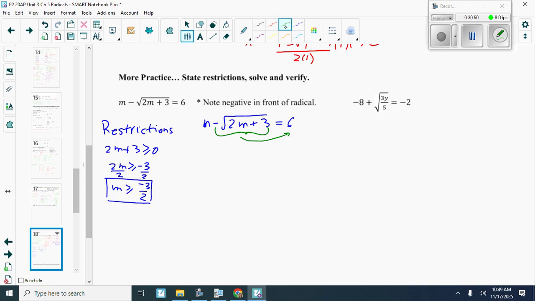The same way that we normally do, so we're going to have m plus 6 gives us our 2m plus 3. We just want to make the radical positive by moving it. Okay, then now it's isolated. Now we can go ahead and square both sides. So we have m plus 6 times m plus 6 is equal to 2m plus 3.